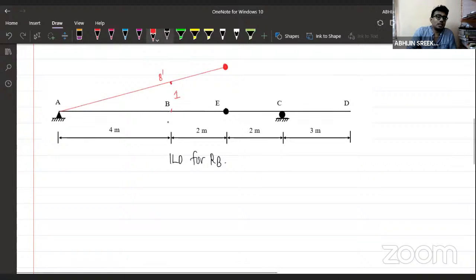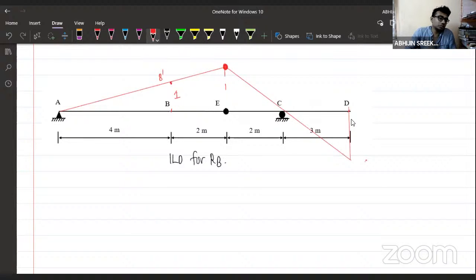Now what will happen to the remaining portion of the beam? It will rotate. The remaining portion will rotate about this hinge. This will come out to be somewhat like this. This is going to be the ILD.